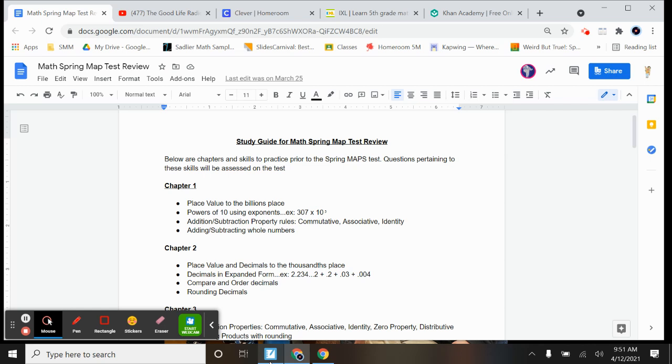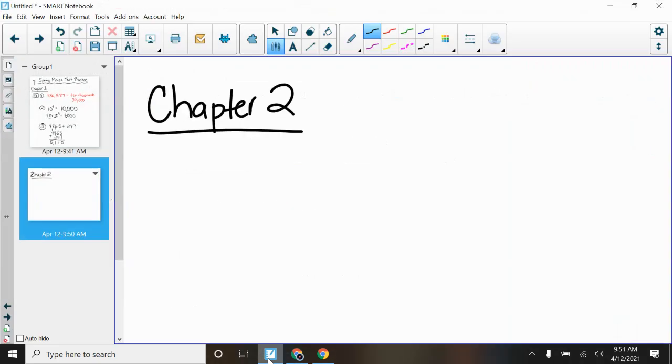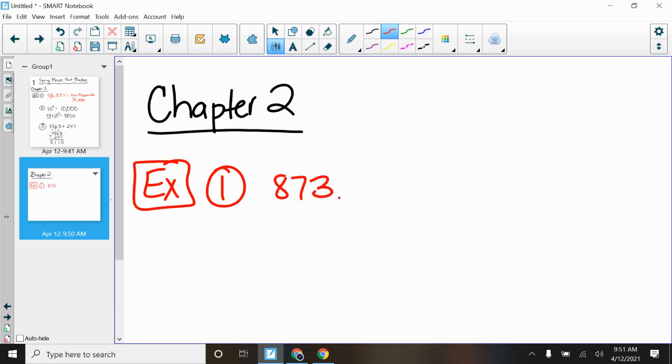So the very first bullet point says that you need to know what place value with decimals all the way to like the thousandths place looks like. Okay, so let's try some examples here. So your first example might be a problem like 873.562. And let's say the 6 is underlined. So for this particular problem, you have to determine what's the name of the place that 6 is sitting.